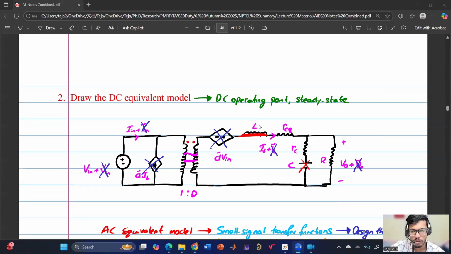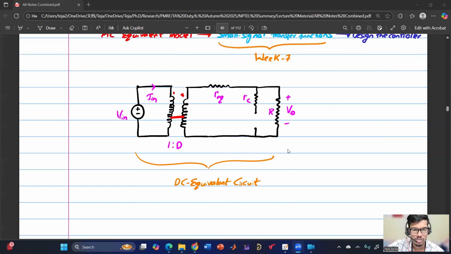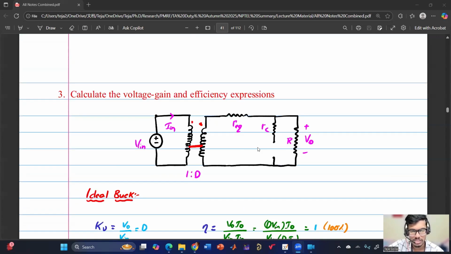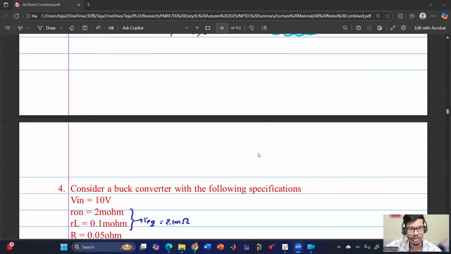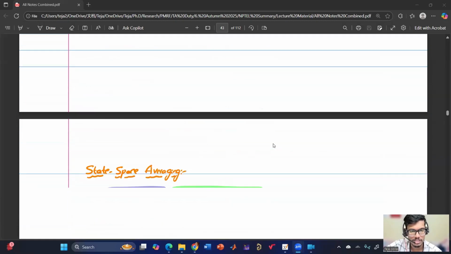From this, we also understood that if you remove the AC perturbation terms, then it becomes a DC equivalent model. If you remove the DC terms, then it becomes the AC equivalent model, from which we can get the small signal transfer function and design the controller. So we got the DC equivalent model, and I asked a few questions based on the efficiency as well as the voltage gain. And we have done the same for the buck converter with parasitics, and also obtained the expressions for the same.